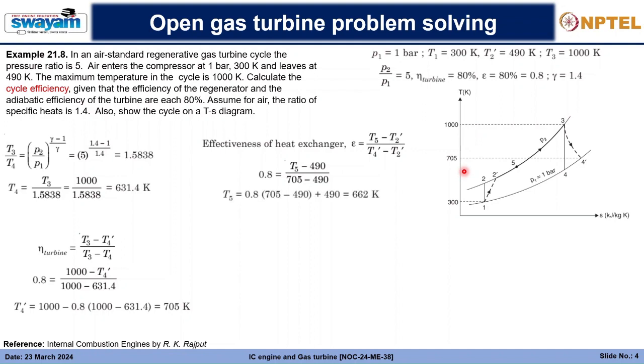So T5 is 662 Kelvin, and from 490 to 662 Kelvin, the heat is supplied by the exhaust gas. So no extra amount of heat needs to be supplied to elevate that amount of temperature. But beyond that, from T5 to T3, we need to elevate the temperature, and there we need to supply some heat, and that heat we will have to calculate.